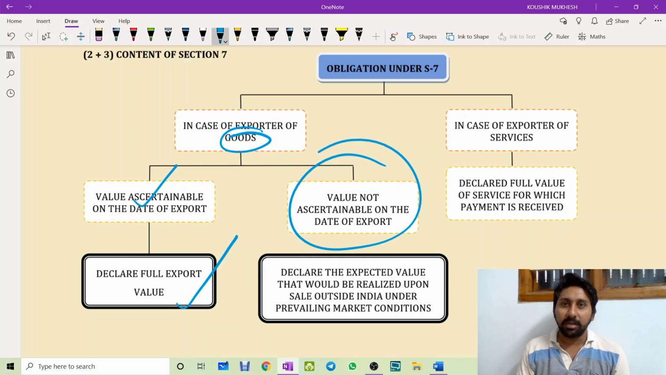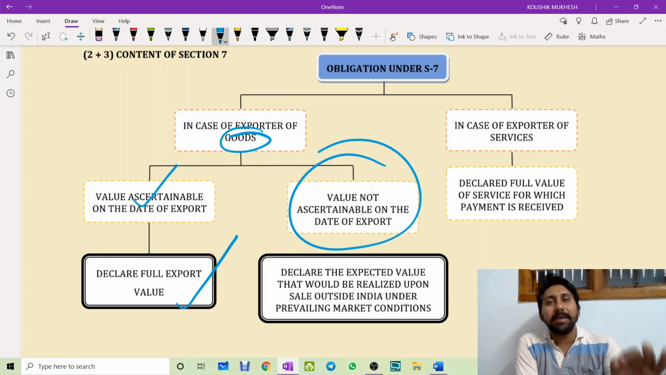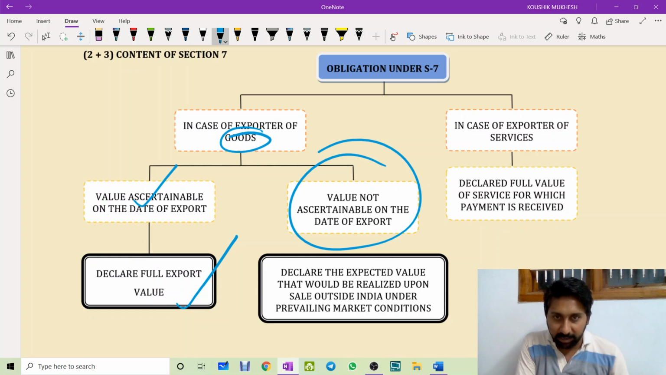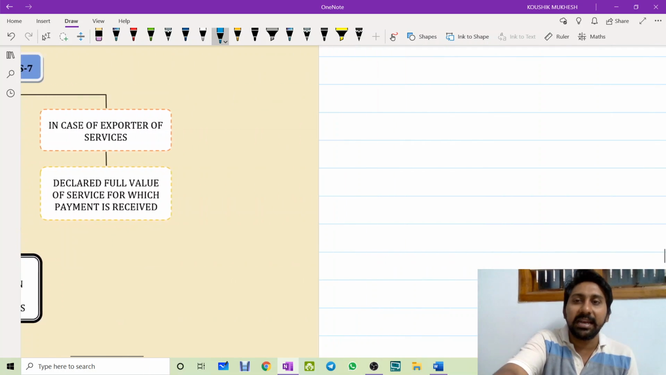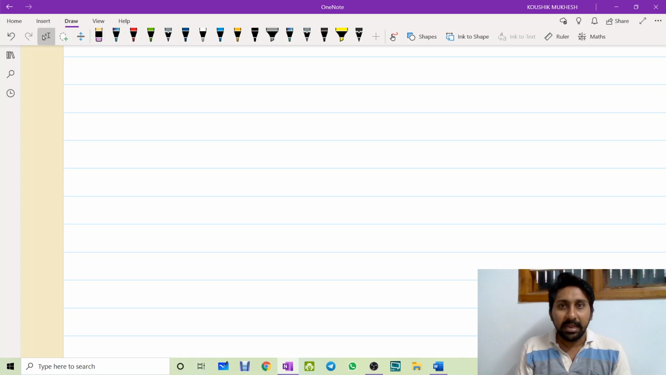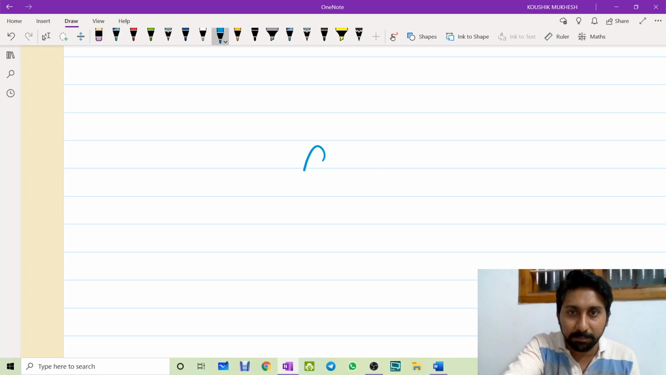Obligation of an exporter. Sometimes value may not be ascertainable. That's point number 1. Why not ascertainable? Exchange rates may not be available. Or another very good reason is there. Sir, sales can always be divided into two types: determined sale, that means a predetermined sale, and a sale that is not predetermined. I will give some good examples to understand.